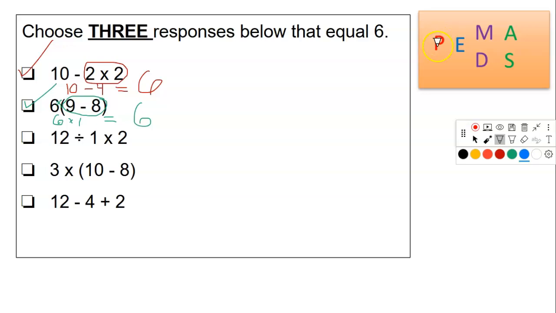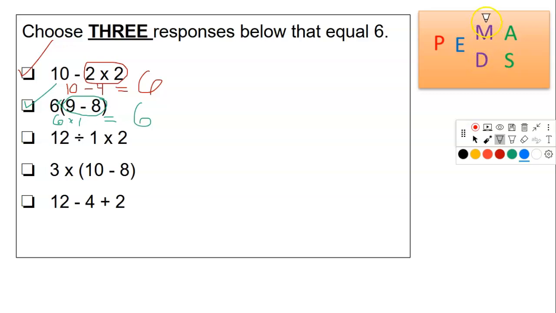Are there any parentheses? No, no parentheses for this one. We skip over exponents. Is there any multiplying or dividing? Yes, there is multiplying and dividing. There's actually both, dividing and multiplying. Now you'll notice in this order of operations, M and D, multiplying and dividing, are lined up on top of each other. That's because sometimes multiplying will come first and sometimes dividing will come first. It depends on the problem.